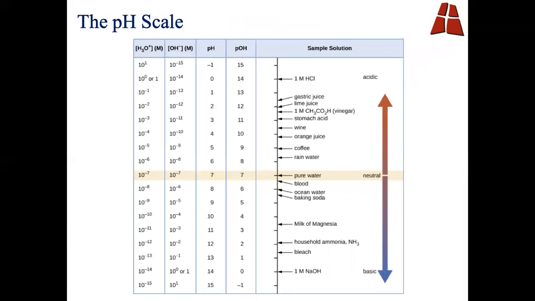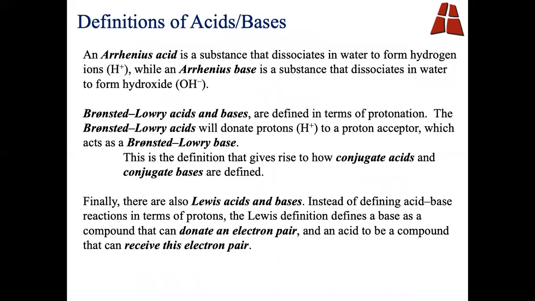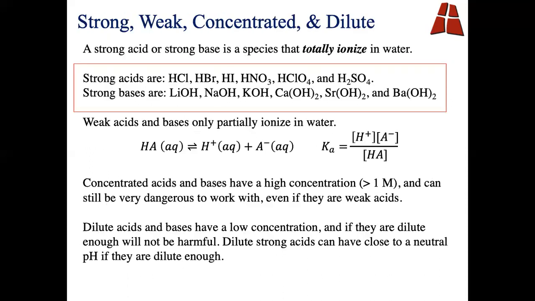If we think about the pH scale, things that are less than 7 will be acidic, greater than 7 will be basic. Then we can also talk about our different definitions of acids and bases. Arrhenius acids produce H+, Arrhenius bases produce OH-. We have Bronsted-Lowry acids and bases. The Bronsted-Lowry acid produces H+, the Bronsted-Lowry base accepts H+, so everything is defined in terms of H+. Finally, we have Lewis acids and bases. A Lewis acid will accept a lone pair of electrons, a Lewis base will donate an electron pair. So for Lewis acids and bases, everything is defined in terms of electron pairs.